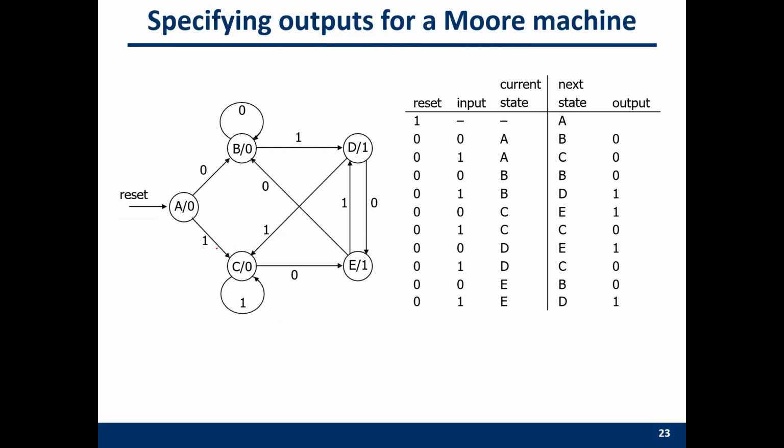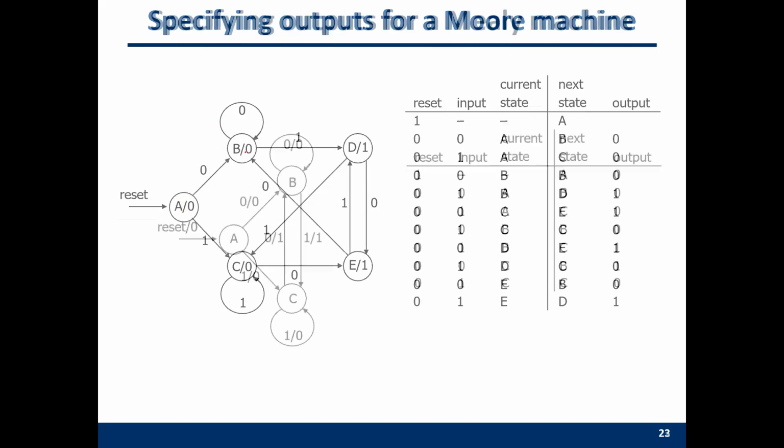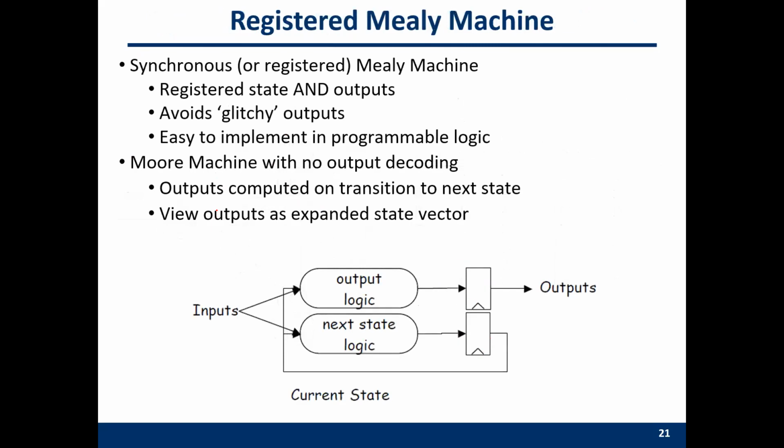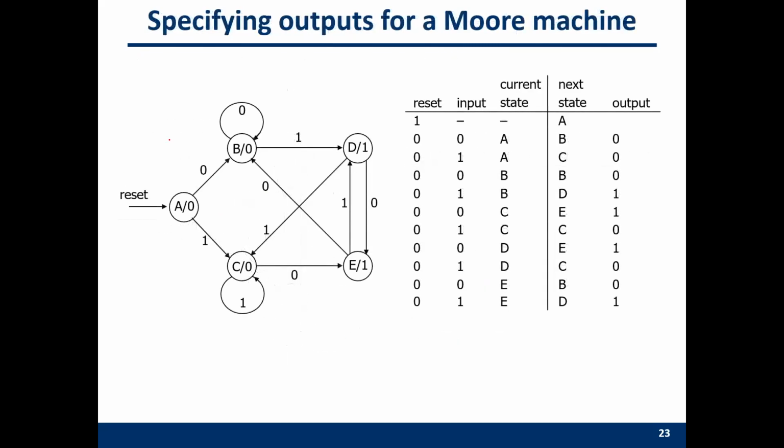You can also have an equivalent finite state machine as the Moore machine. So now the output is incorporated into the state. So each state has an output. Remember, in the previous Mealy machine, we have only 3 states. But in the equivalent Moore machine, we have 5 states.